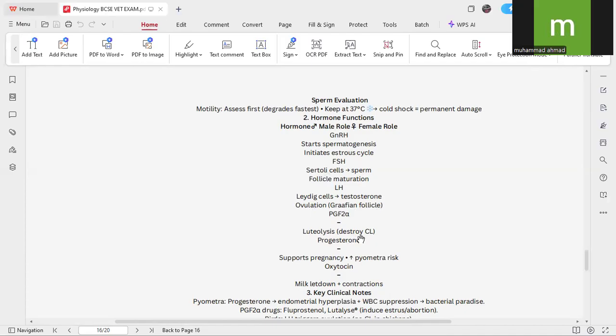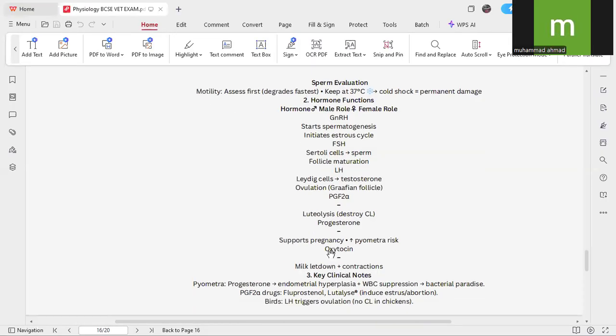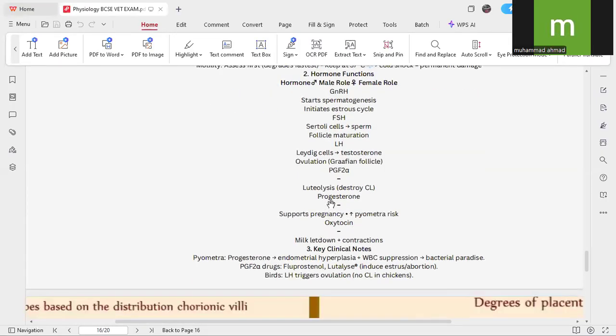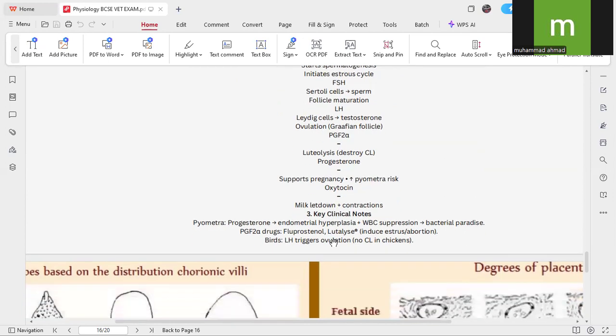Luteolysis is basically the destruction of the CL and the production of progesterone. Sorry, prostaglandin involves luteolysis, and P4 supports pregnancy and increases the pyometra risk. Oxytocin is involved in milk letdown and the contraction of the uterus.